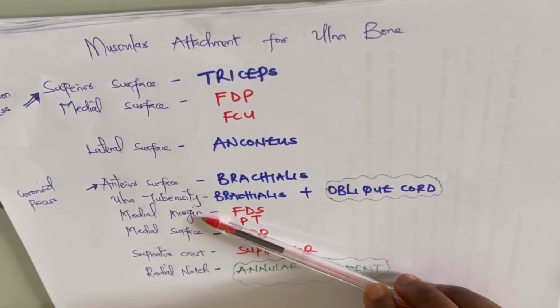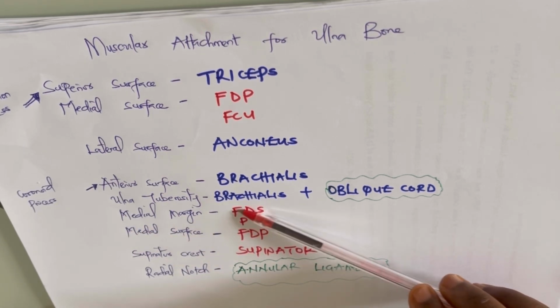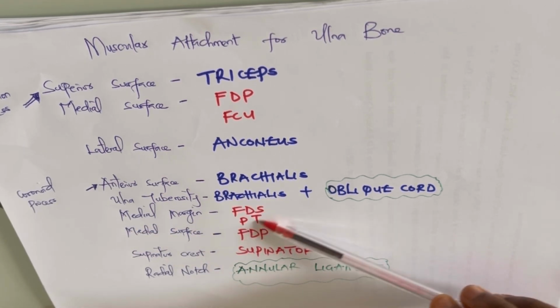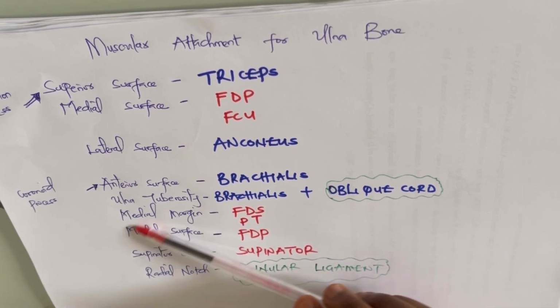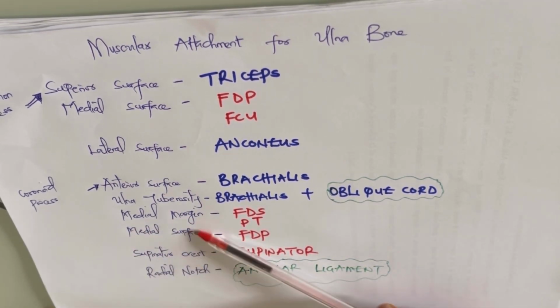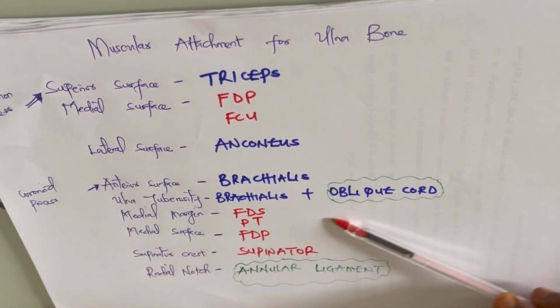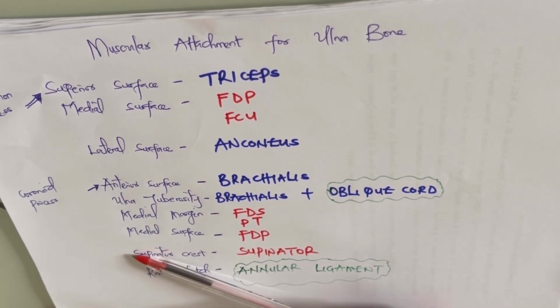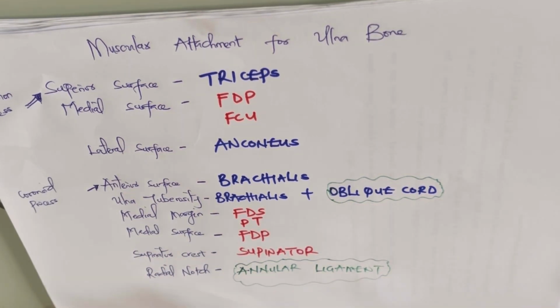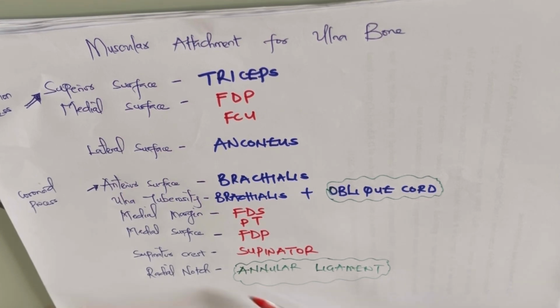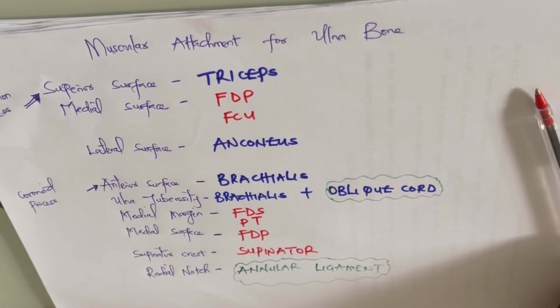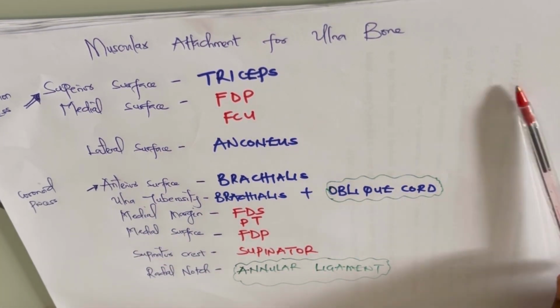Now, on the medial margin, the flexor digitorum superficialis and the pronator teres muscle originate. Then from the medial surface, the flexor digitorum profundus originates. Then on the supinator crest of the ulnar bone, the supinator muscle originates. And on the radial notch, the annular ligament attaches. So this is all for the muscular attachment for the ulnar bone.